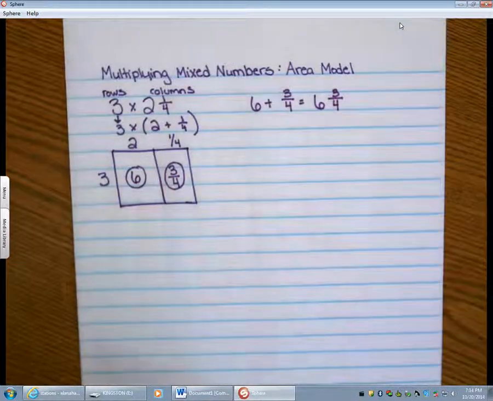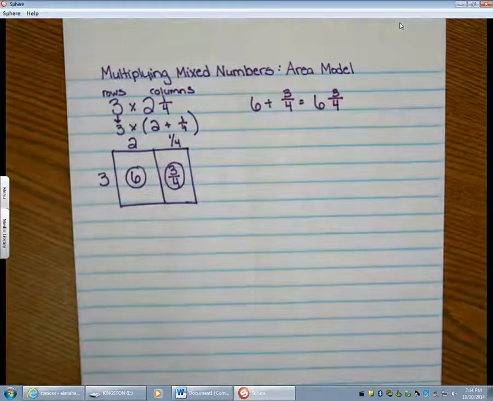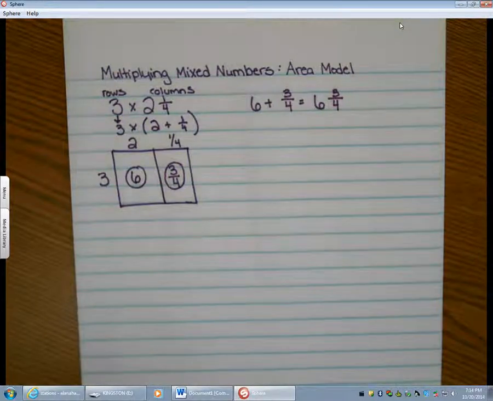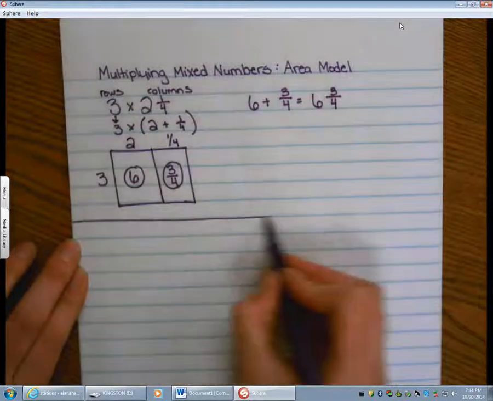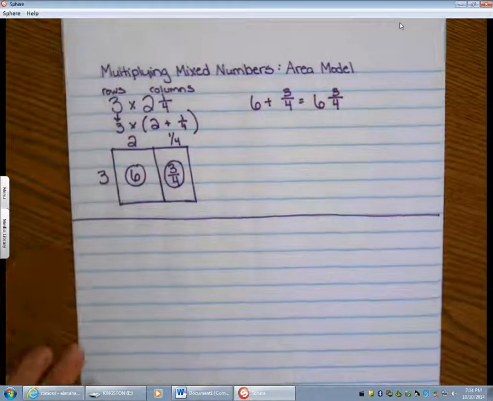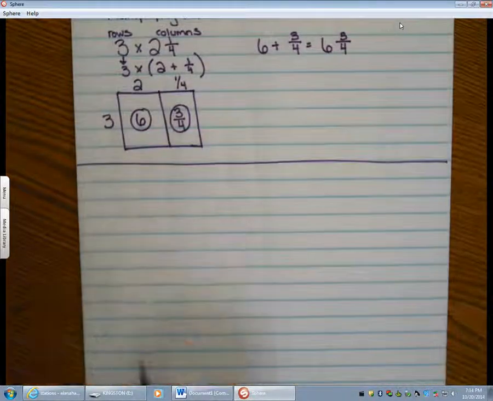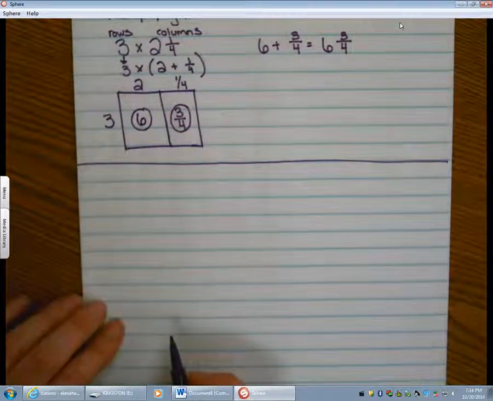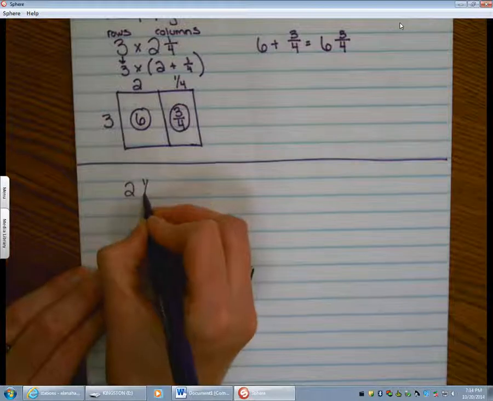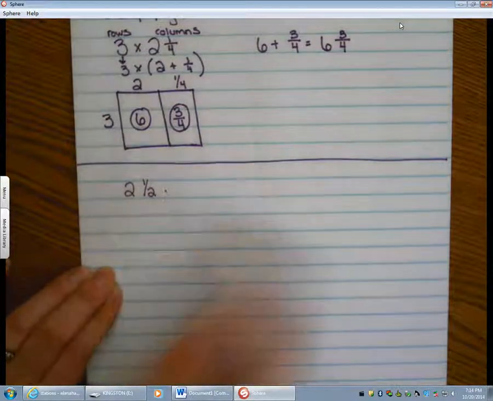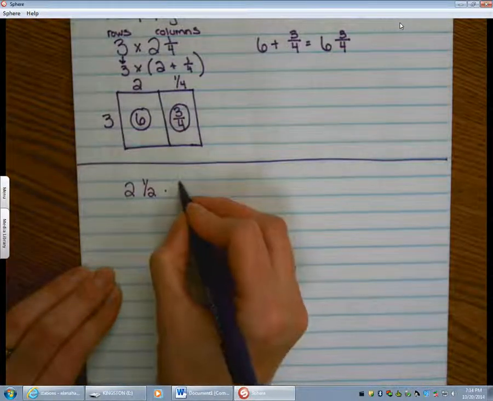Okay, well we're working with a whole number and a mixed number. It's not so bad. But for this next one, I want us to try using two mixed numbers. I'm going to draw a line on my paper so I know that I'm up to example number 2. And this time I want to try multiplying 2 and 1/2 times 4 1/3.